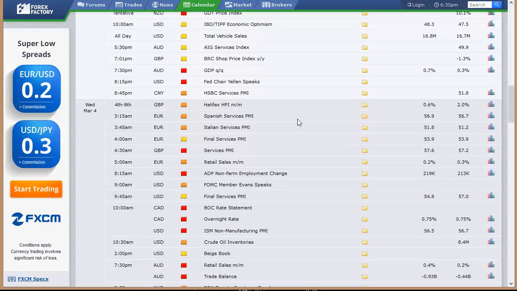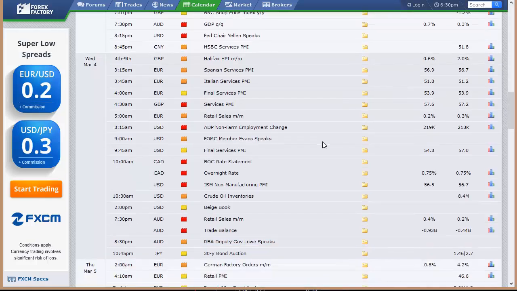China's HSBC Services PMI. We got the Halifax HPI out of the UK. Europe's Spanish Services PMI, Italian Services PMI, Final Services PMI out of Europe, and the Services PMI out of the UK, all spaced out 30 minutes apart each for a few minutes there. Retail sales out of Europe.